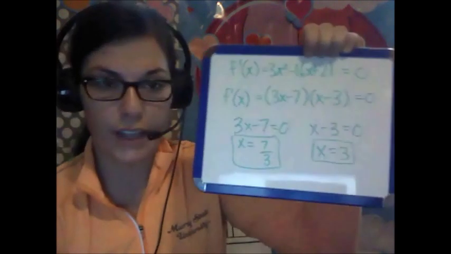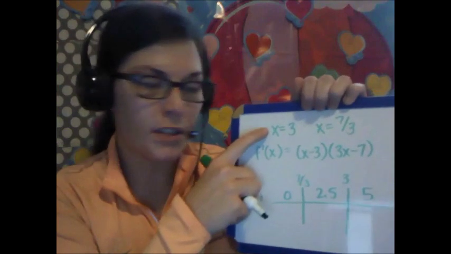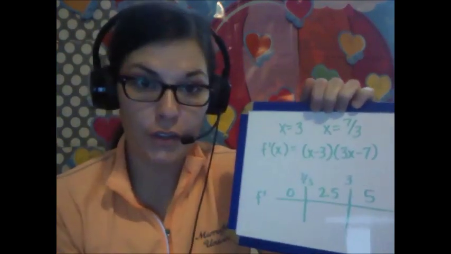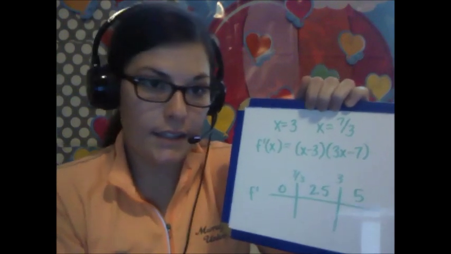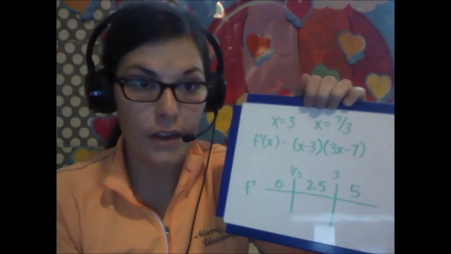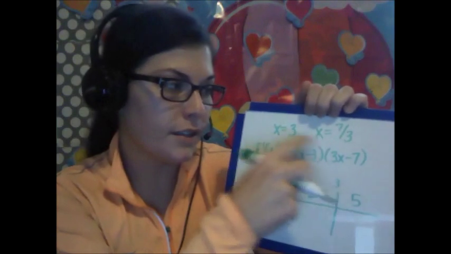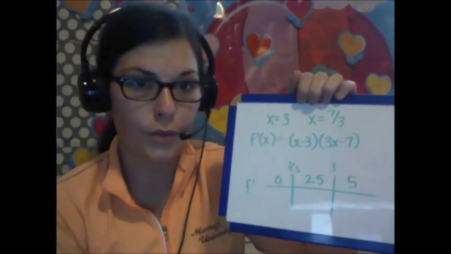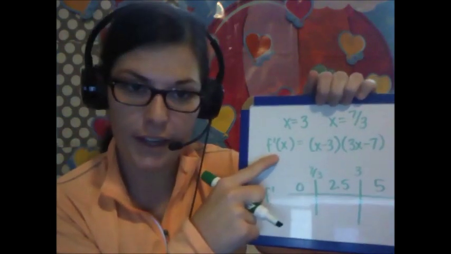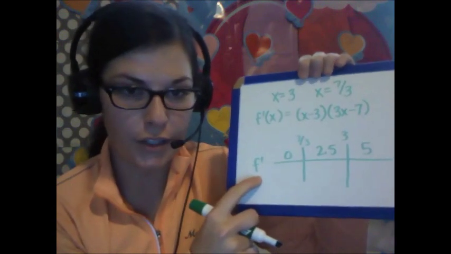Now we are ready to create a sign chart. In the last problem, we talked about how we need to consider if these critical points are in the original domain. I didn't even consider that for this problem because we were dealing with a polynomial function. We know that a polynomial is continuous on all real numbers, so both of these critical points are going to actually be critical points here. So I'm going to use these critical points, and notice I've written down my first derivative so that I can create a first derivative sign chart.